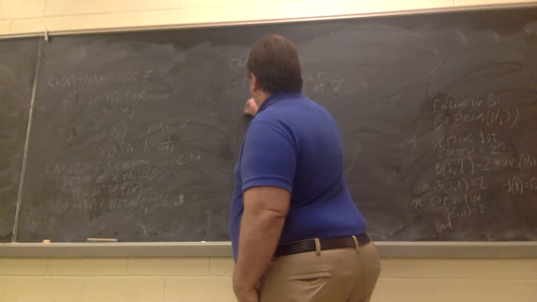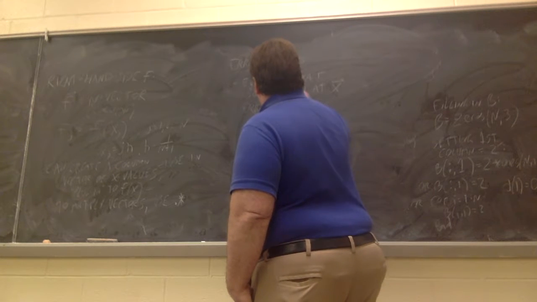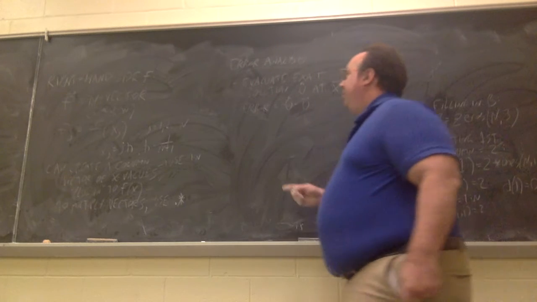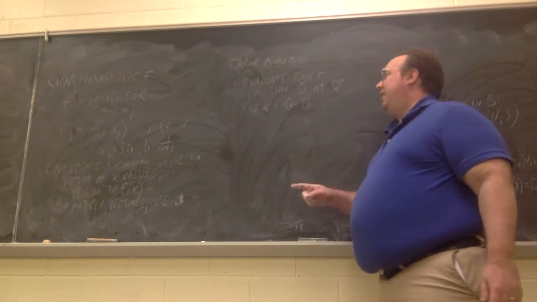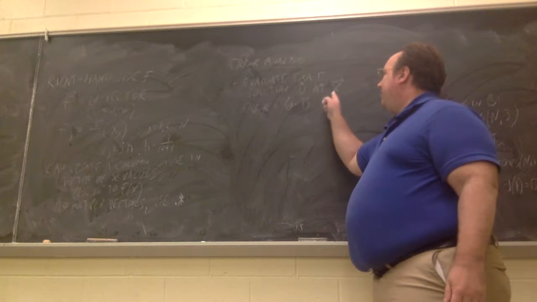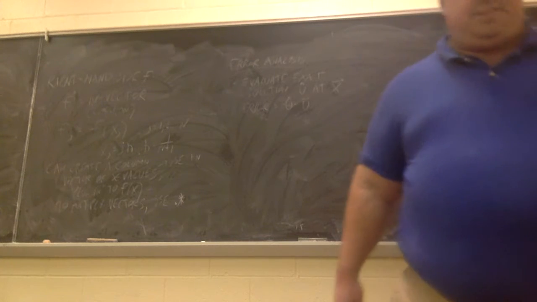So then the error is just U hat minus U. So you literally just subtract these two vectors. That's your exact solution at x. This is what you just computed by solving the system of equations.